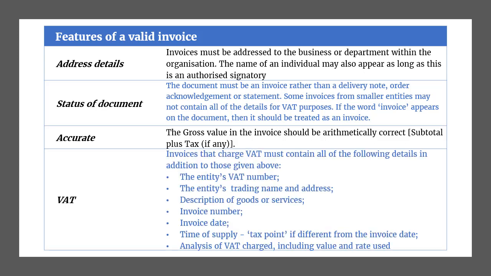And then in looking at VAT, invoices that charge VAT must contain all of the following details in addition to those given above. It should contain the entity's VAT number, the entity's trading name and address, the description of goods and services, the invoice number, invoice date, time of supply, that's what we call the tax point, if different from the invoice date, and the analysis of VAT charged, including value and rate used. So let's look at an example of an invoice as it is to help illustrate these points.